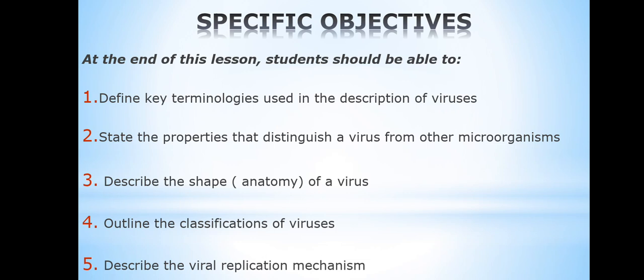Then objective number 3 is that you should be able to describe the shape or the anatomy of a virus. So we're also going to talk about the shape or anatomy of a virus, because remember, the drugs that we give to these patients work on these different structures, on this different anatomy of the virus that we're talking about. Then objective number 4 is that you should be able to outline the classifications of viruses.